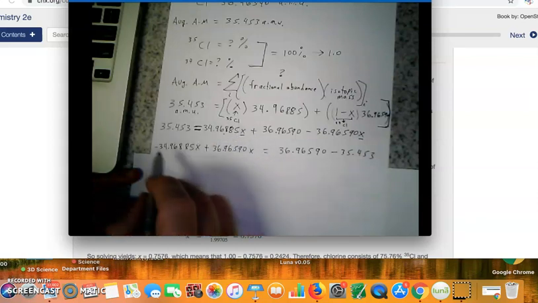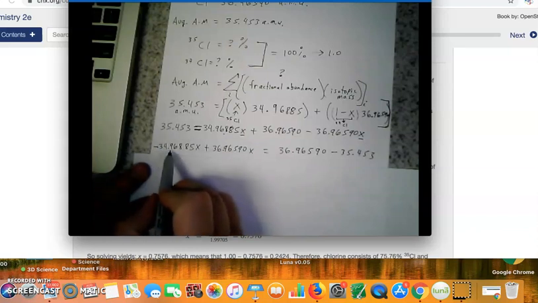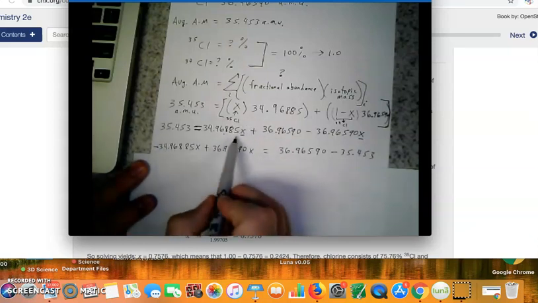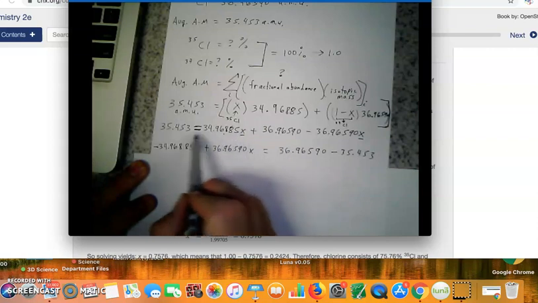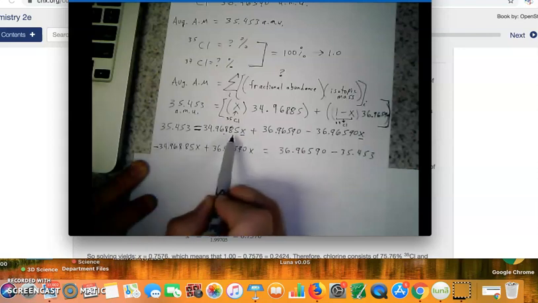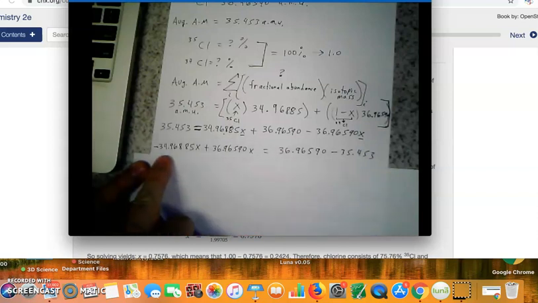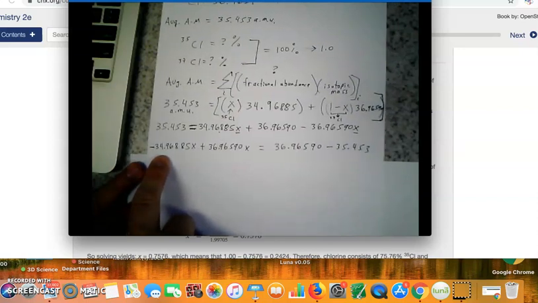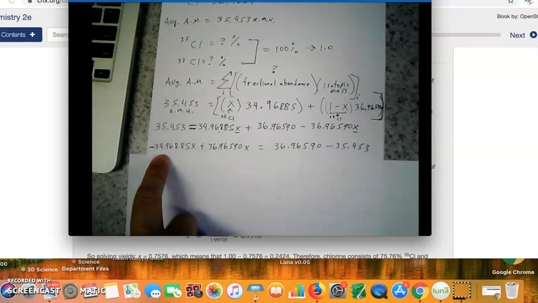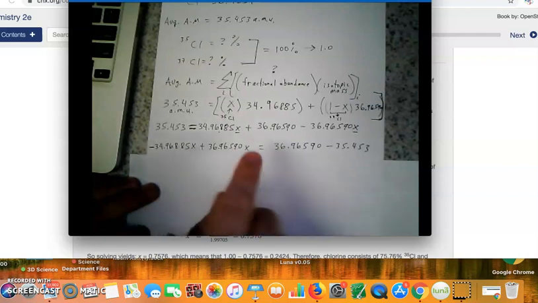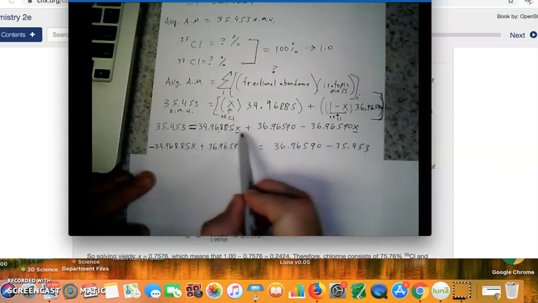So when I do that, it becomes negative 34.96885X, right? If you remember, if it's positive, I subtract 34.96885X from both sides, and it ends up canceling on the right side. On the left side, I end up with a negative value. Okay, that's called transposing. So if you need to review that, just go ahead and Google transposing or simplifying equations, and that should pop up. Okay, so I dealt with this X here.